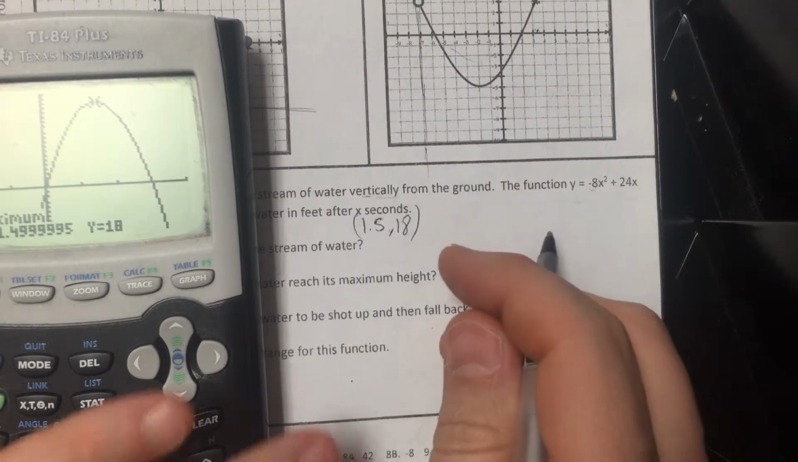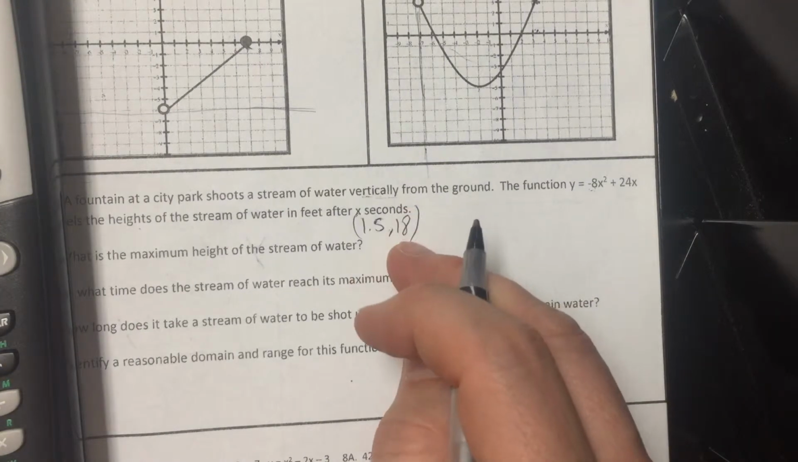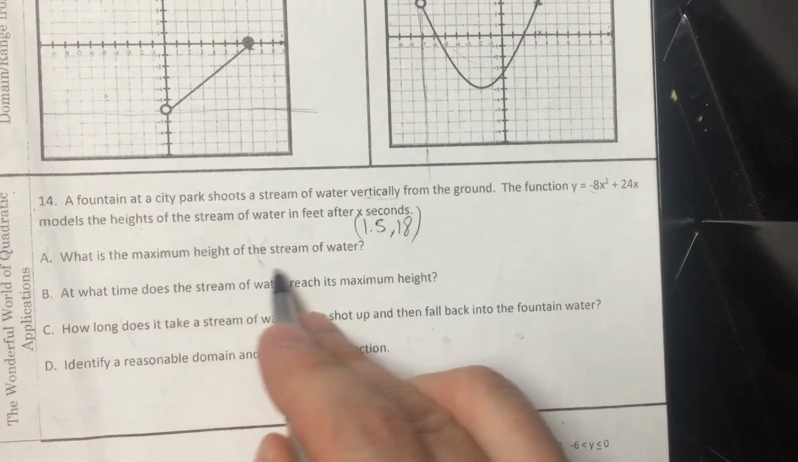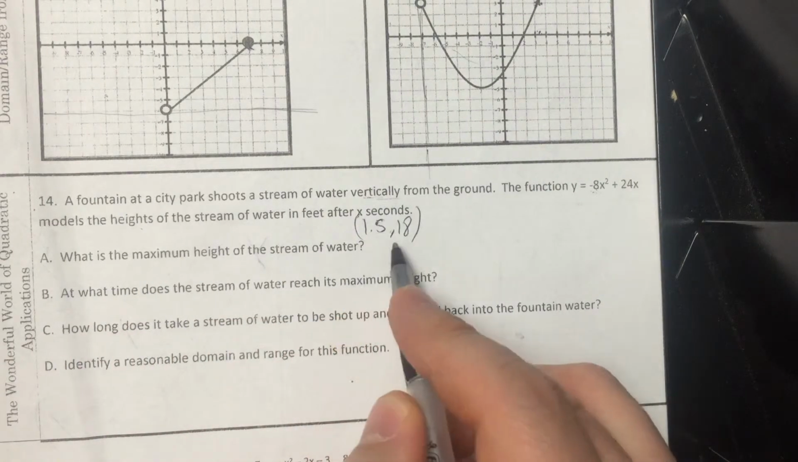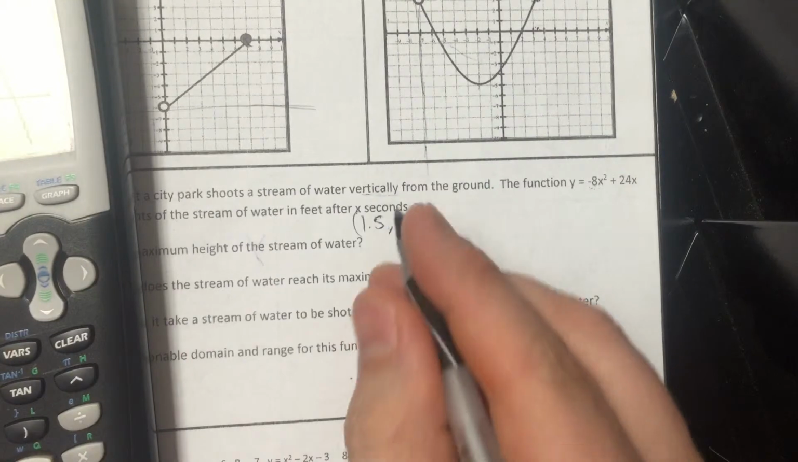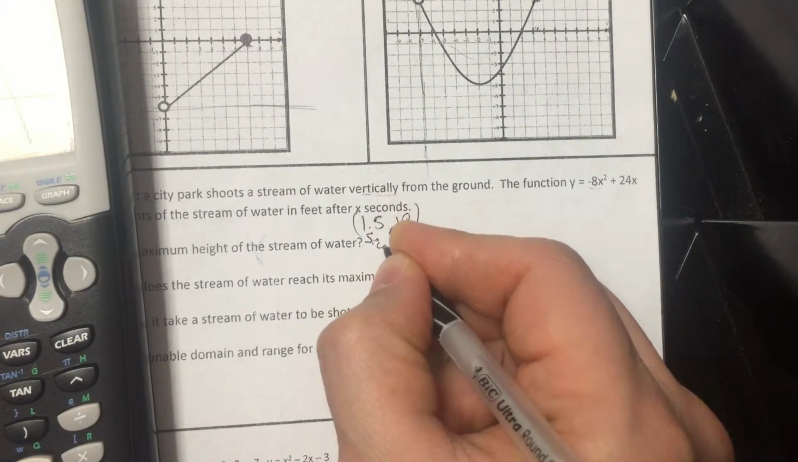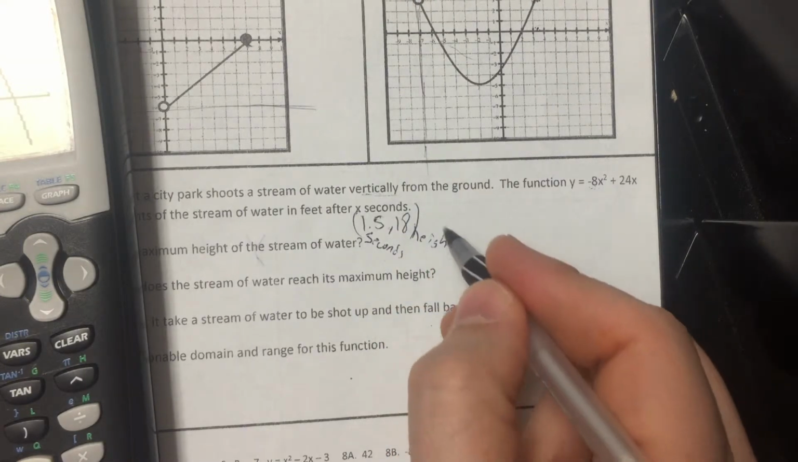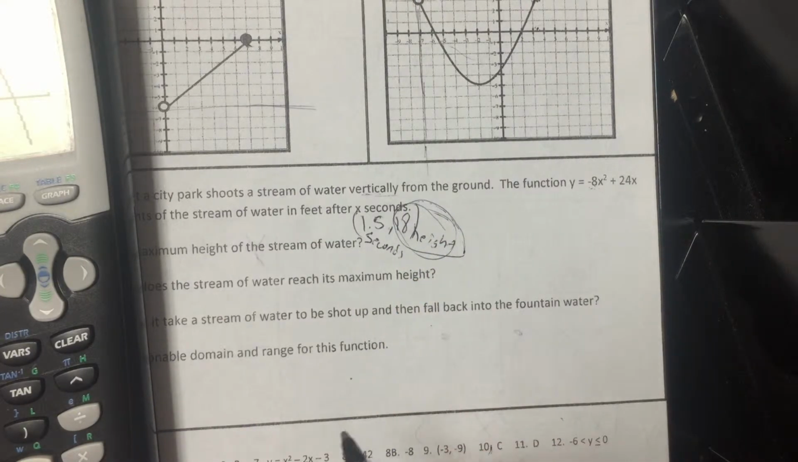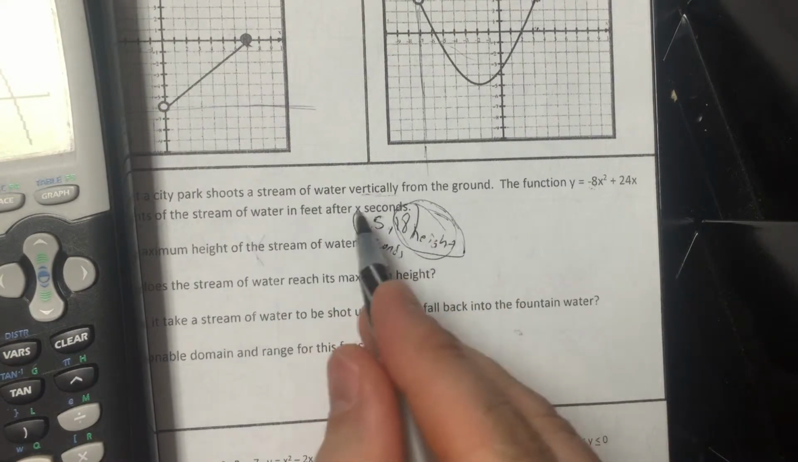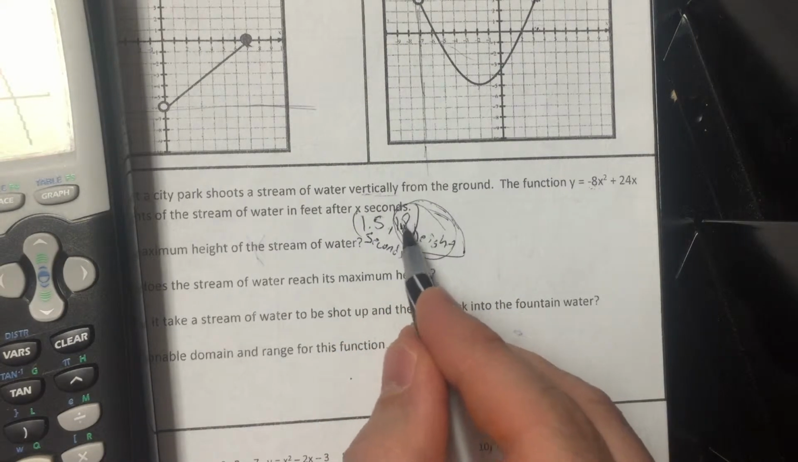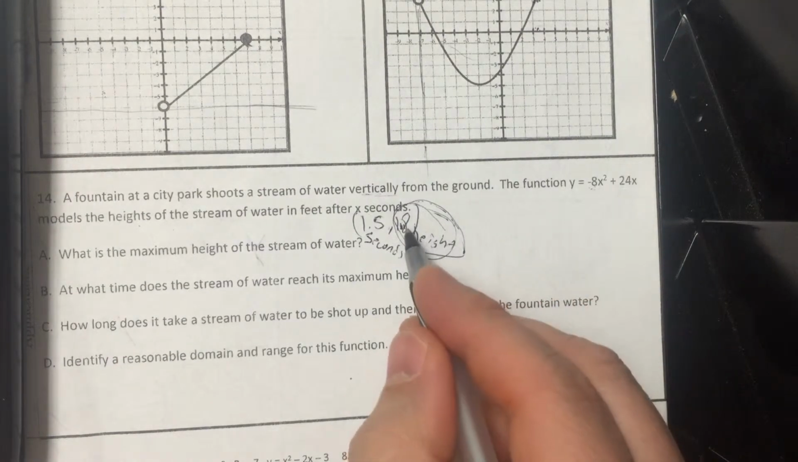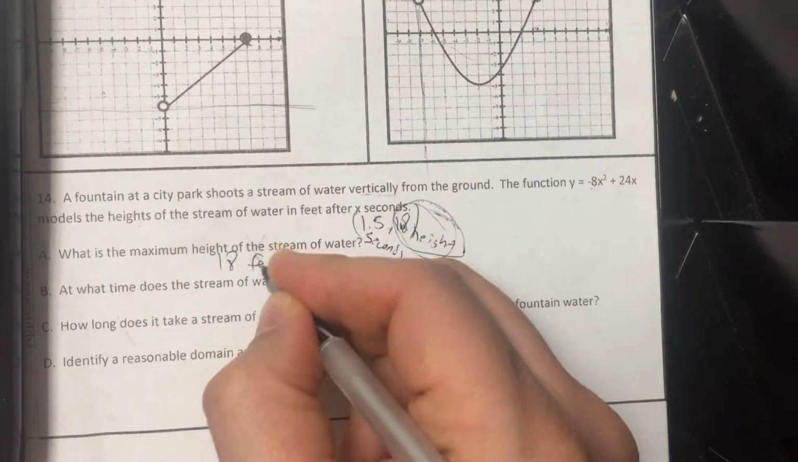I didn't answer the question still. This does not answer the question. Okay, they're not saying what's the ordered pair of the vertex. They're saying what's the maximum height of the stream of water. This vertex means at 1.5 seconds, the water is at a height of 18 feet. So this number 18 is the answer to the actual question. Okay, we got the entire vertex, but we only needed the y value. Okay, we may need the x value later, but this is the answer to A, 18 feet.